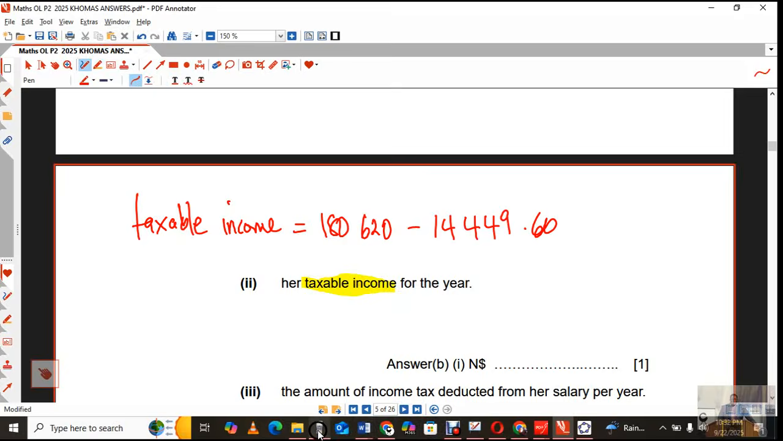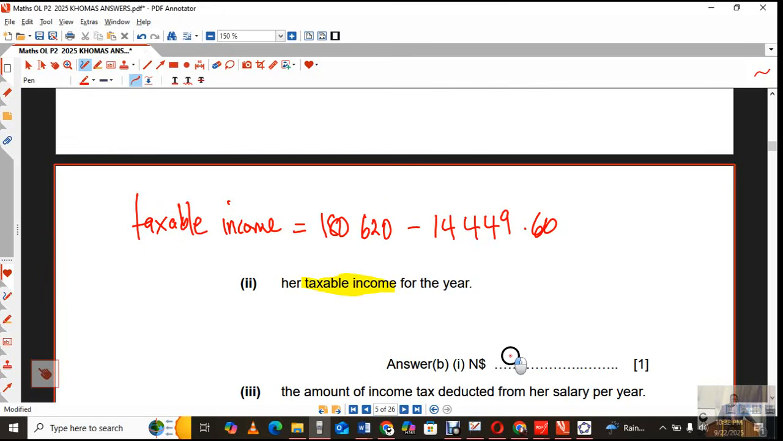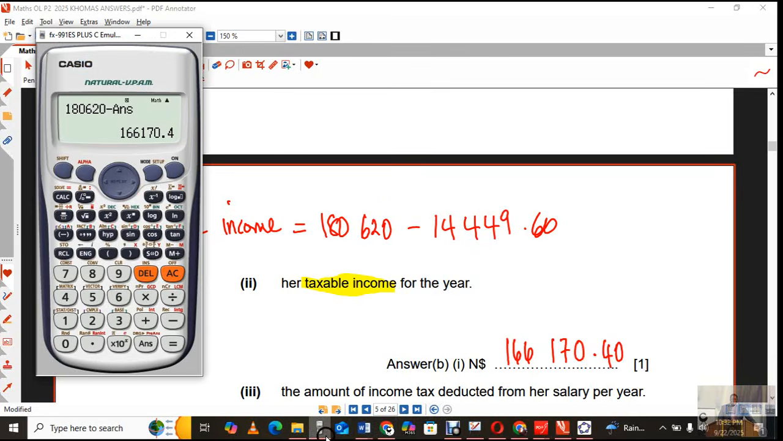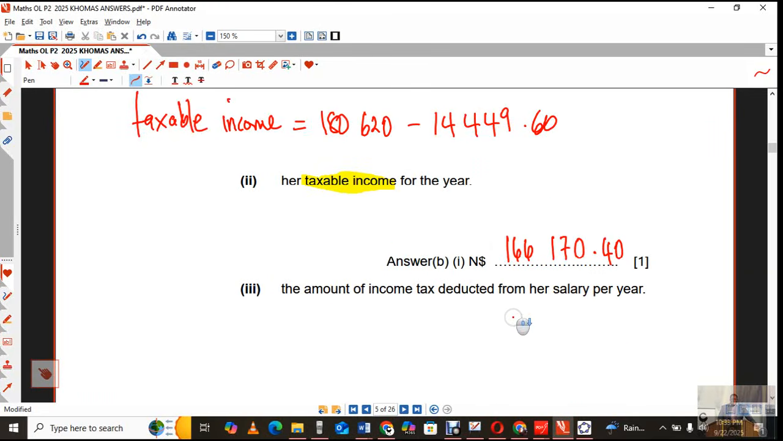So let's find that difference. We're going to say 180,620. We're going to take away our answer because it's still stored in the calculator, okay? And then the taxable income is $166,170.40. We'll just confirm quickly. That's about correct.